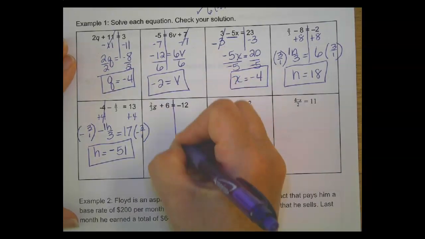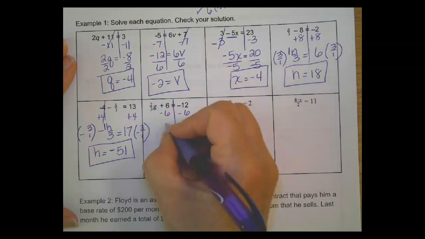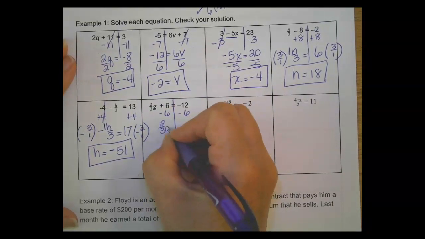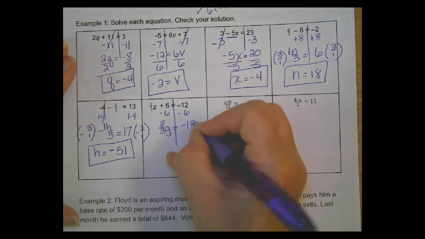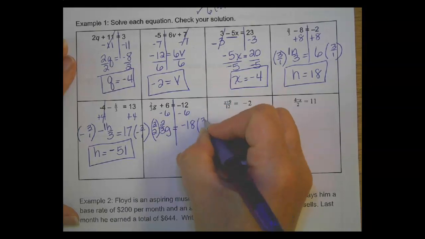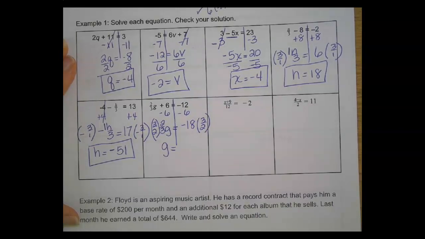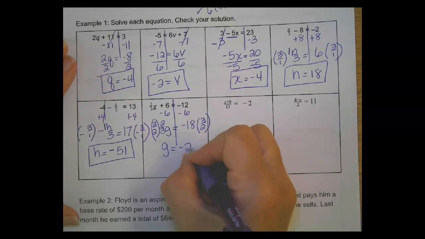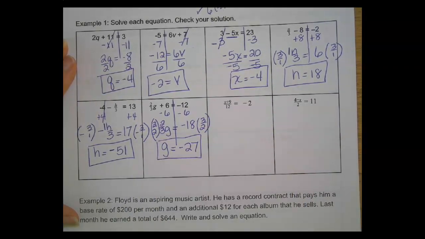This one, subtract 6, subtract 6. I'm left with 2/3 g is equal to negative 18. To get rid of this fraction, I'm going to multiply by its reciprocal, so 3 over 2, 3 over 2. Use your calculators, negative 18 times 3 divided by 2, and you should get negative 27. Again, stop the video and solve your own.